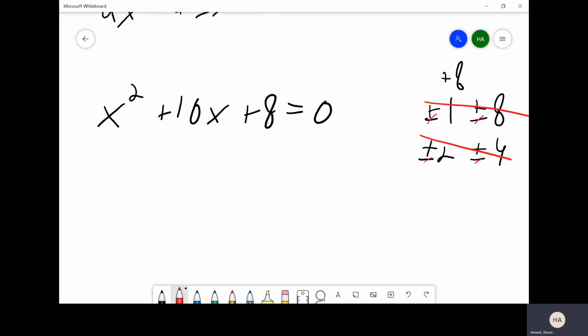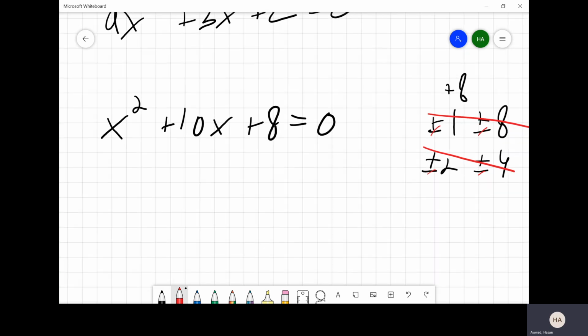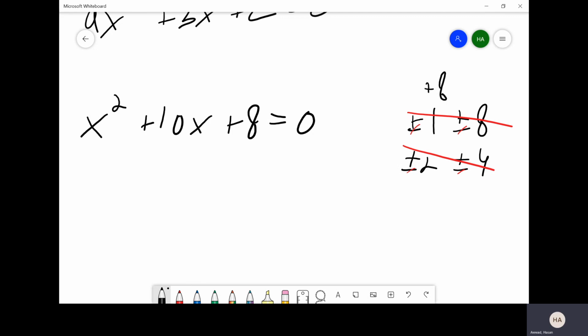X squared plus 10x, that might look like a 16 to some people. Let me just fix it. There we go. Plus 10x plus 8 is equal to 0 is not solvable by our first method. And this definitely wouldn't be solvable in its current form by our second method either, the difference of squares, because there's nothing here that looks like we can take the difference of squares. We don't have it in that form right now. So what we have to do is complete the square.